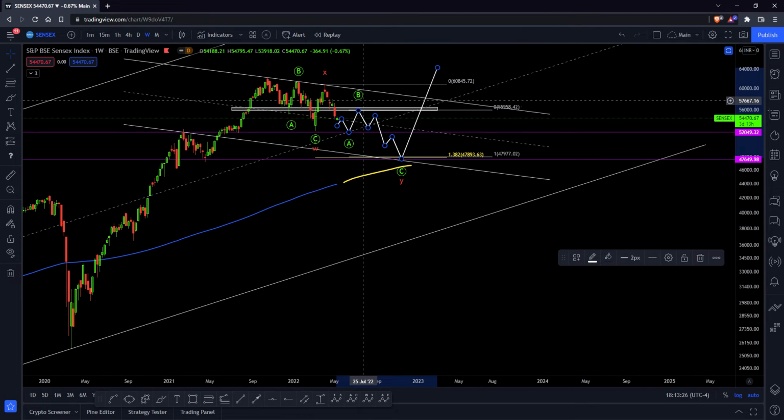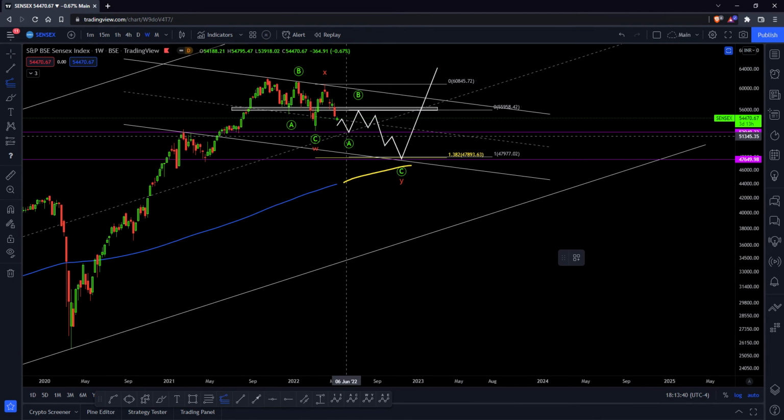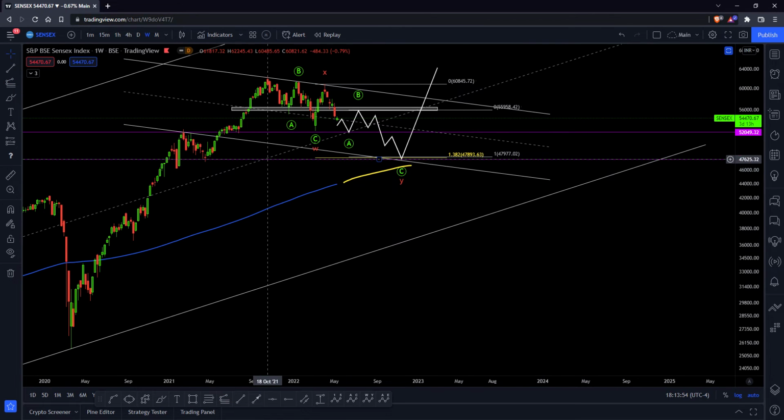So let's assume this comes here. This level is around 56, and for A we are thinking around 52. From there, if we take equal parity, meaning whatever the length of A was, we project it from B to get C. Check this out. This is equal parity, meaning the length of A is equal to the length of C. It comes out around this horizontal level here, which is around 47,900 something.